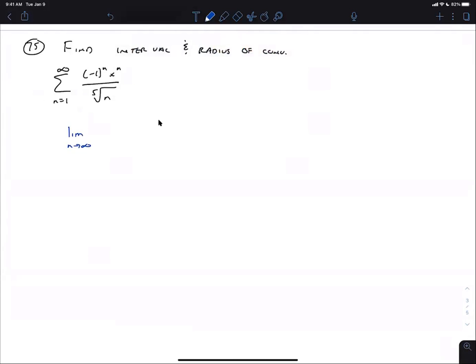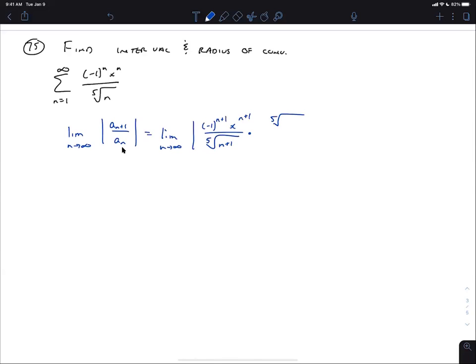So we're going to start with the ratio test. Guess we could use the root test here, but no reason to. So we've got limit as n goes to infinity. And then if we had a n plus 1, we've got negative 1 to the n plus 1, x to the n plus 1 over the fifth root of n plus 1. And now x to the n plus 1, not bad. So we plug in n plus 1 for all the n's. And now instead of divide by an, multiply by the reciprocal of an. So the fifth root of n over negative 1 to the n, x to the n.